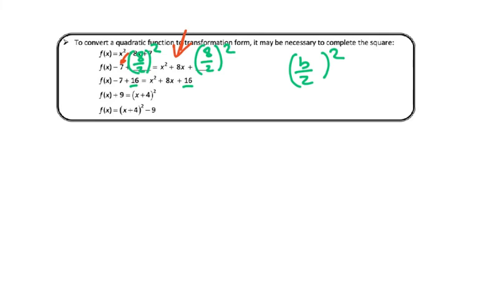Okay, now what we do is negative 7 and 16 gives me 9. 16 minus 7 is 9. And the reason we do this is that this right here becomes x plus 4 quantity squared. By completing the square, we create that effect.